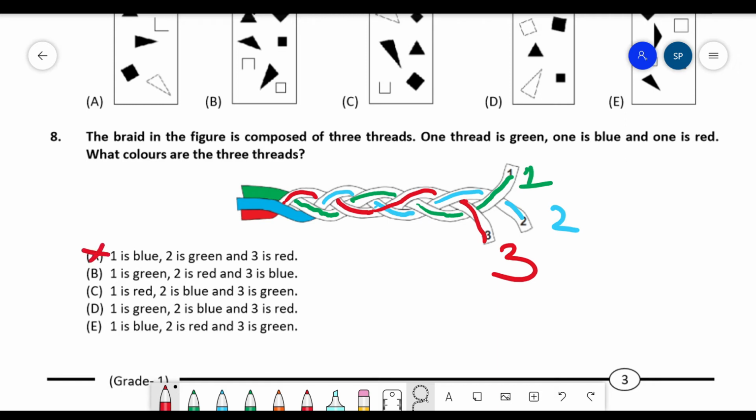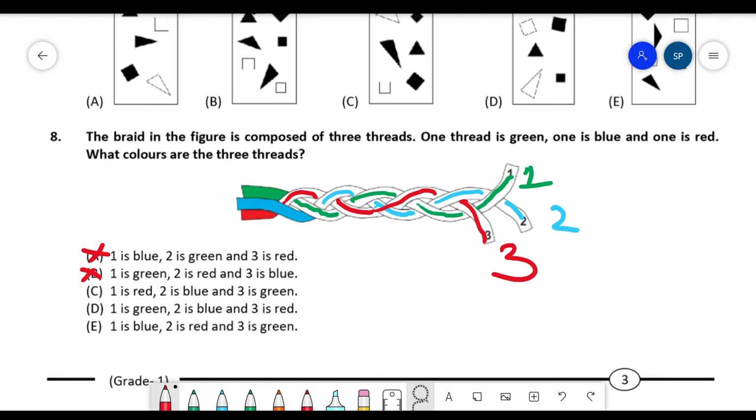So let's look at B. 1 is green, yes. 2 is red and 3 is blue. That's wrong because 2 is blue and 3 is red, which means this is wrong. And let's look at C.